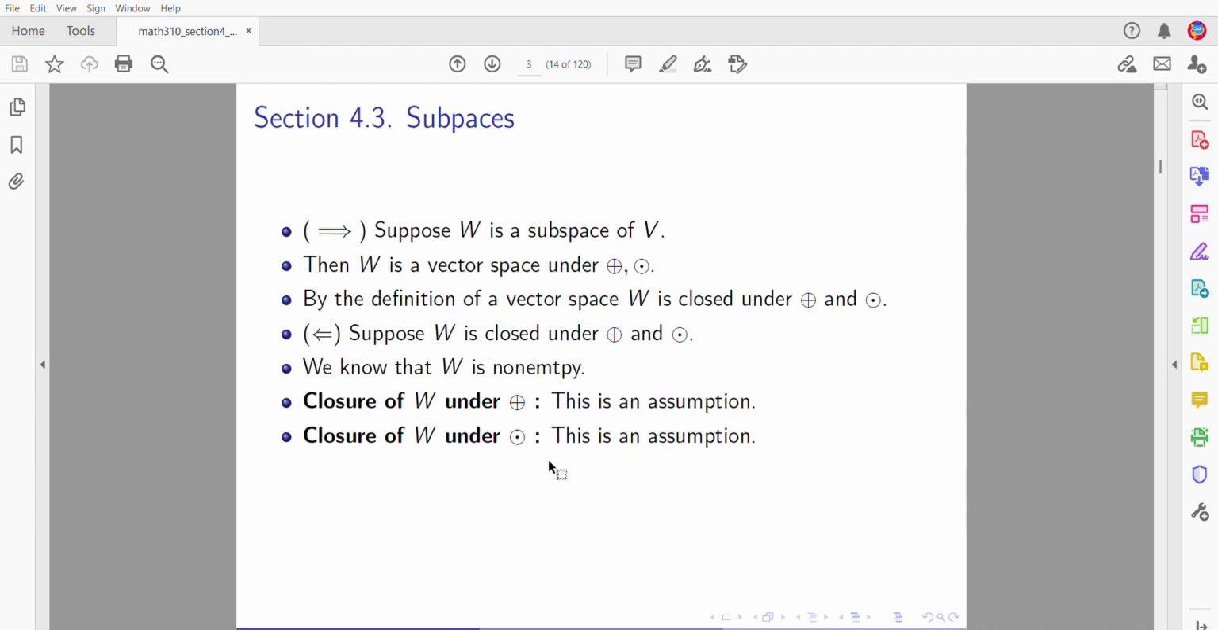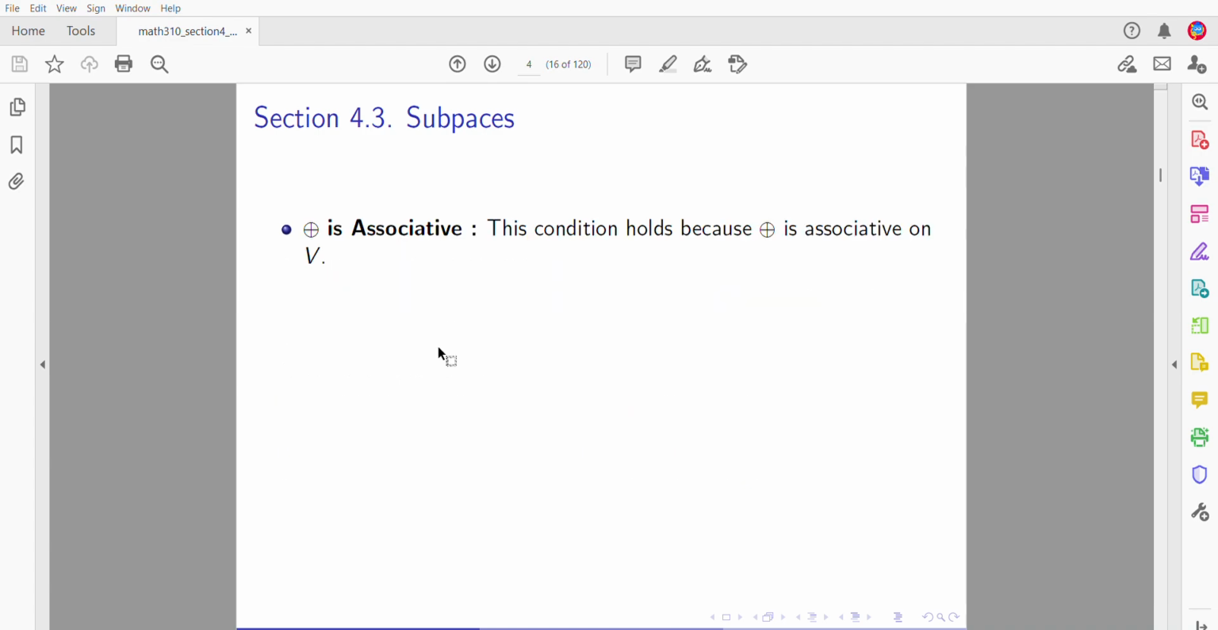Closure of W under ⊙. This is also an assumption. You see, you know that it is already closed under ⊕ and ⊙. The remaining 8 conditions are what we want to prove. What are the remaining 8 conditions? First, ⊕ must be commutative. Well, ⊕ is indeed commutative because it was commutative in V, which is a bigger set. If a condition holds for a bigger set, then it automatically holds for a smaller set. What about associativity of ⊕? Well, again, ⊕ is associative on the bigger vector space, so it automatically holds true for a smaller set.